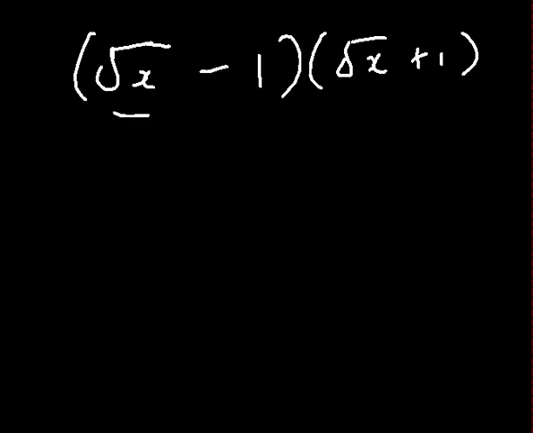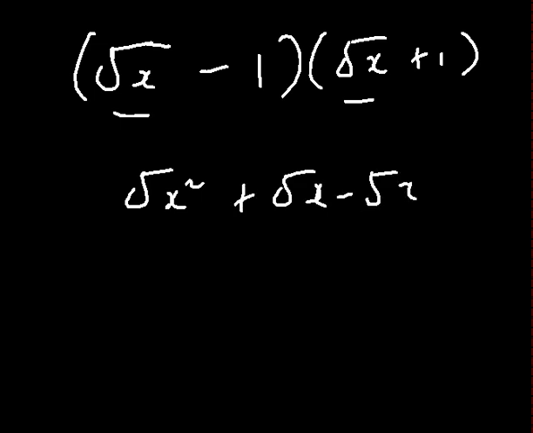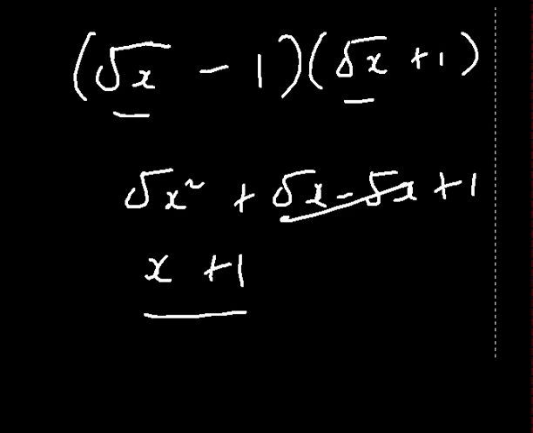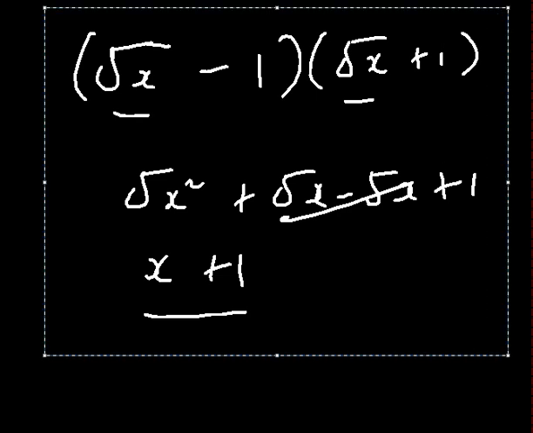So in this case, the square root of x times the square root of x gives the square root of x squared. And the square root of x times 1 is the square root of x, minus the square root of x, and then minus 1, of which this is x and we have minus 1. So as you can see, the square roots have been eliminated there.